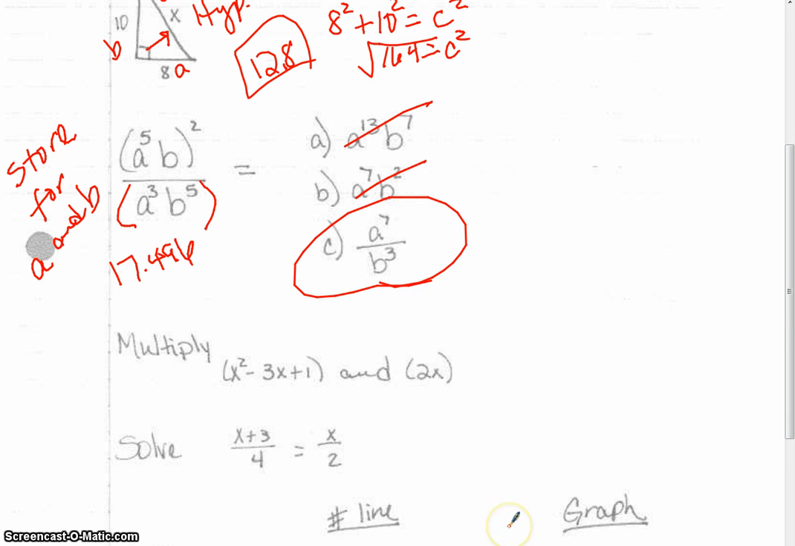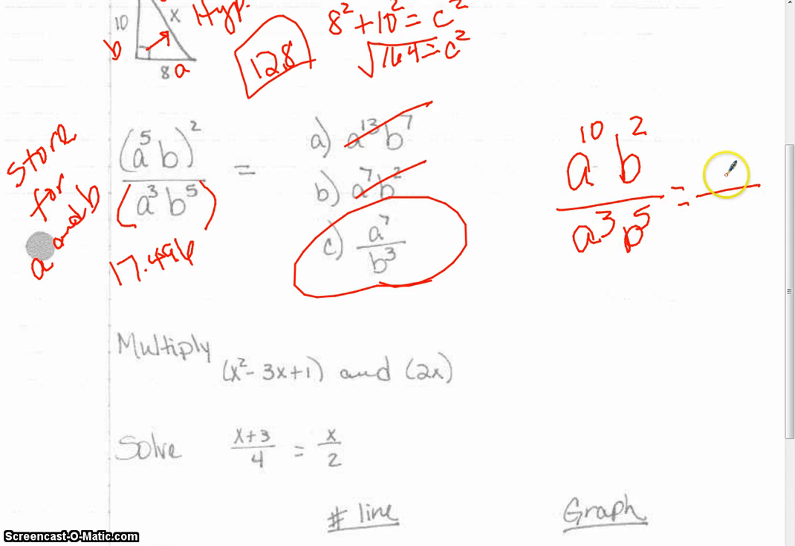Now, if you remember all of your rules for exponents, you could have done it that way. But I really figured that you won't remember them, so you need a backup plan. If you were going to do it the, quote, correct way, you would have said this becomes a to the 10th, because a power to a power, you multiply, b to the 2nd over a to the 3rd, b to the 5th, and then you subtract your exponents and put it where the largest one was. 10 is bigger than 3, a to the 7th, 5 is bigger than 2, b to the 3rd, which is what the answer was. But if you don't remember all those rules, the calculator will do it for you.